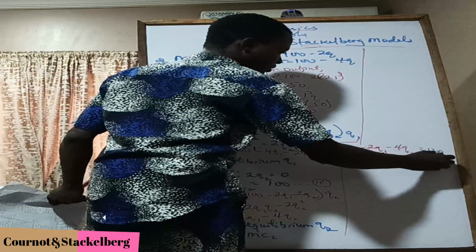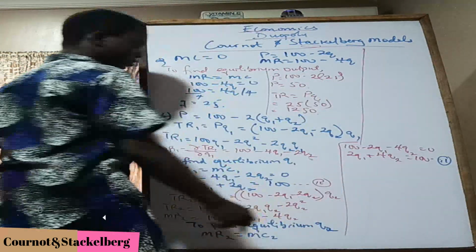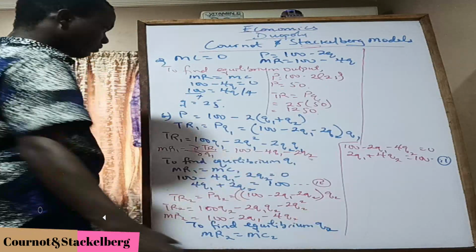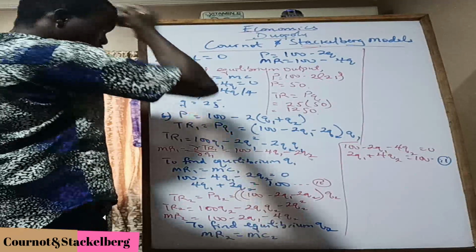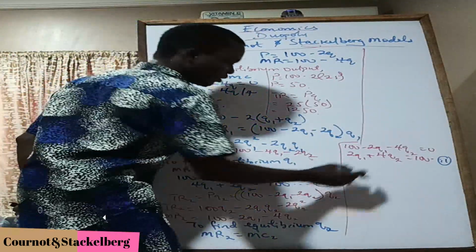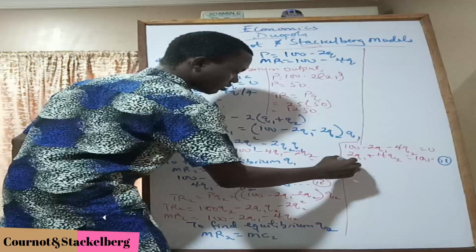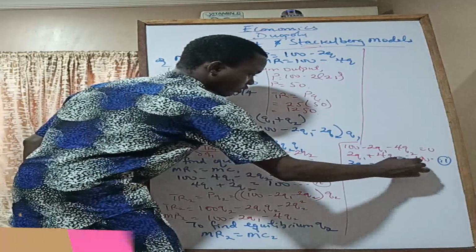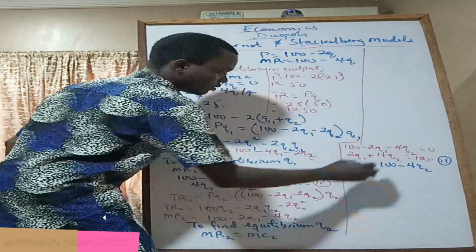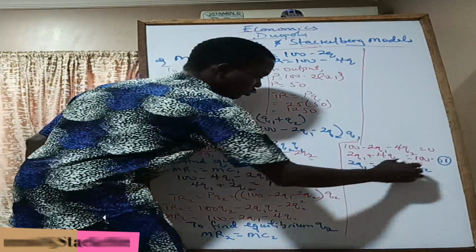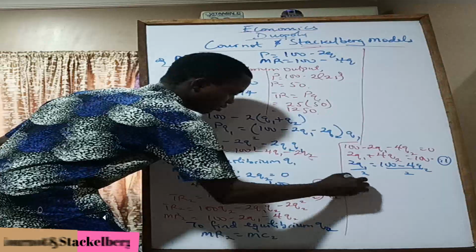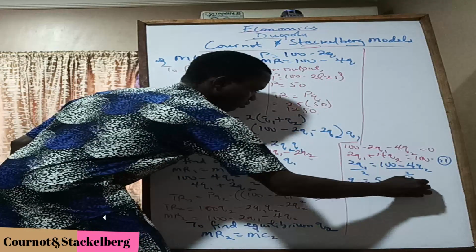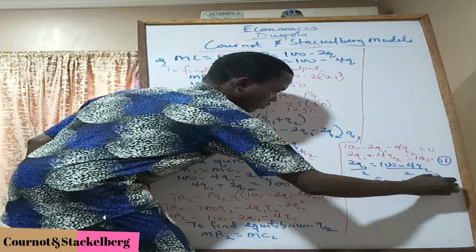So you can see that what we have is a simultaneous equation, and I don't want to stress myself out, so I could just combine equation 11 and 12. From here, I could make Q1 the subject. So 2Q1 equals 100 minus 4Q2. Divide all through by 2. So Q1 equals 50 minus 2Q2, equation 12.